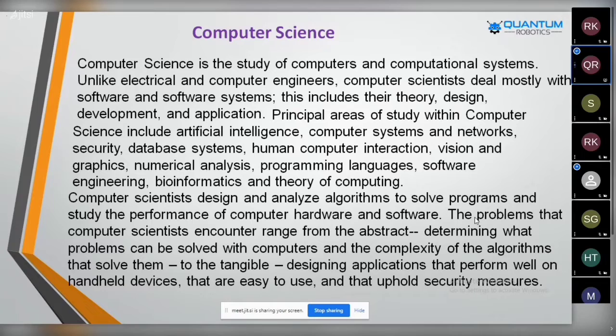Data management is how the data will be managed in that particular area; that is called the database system. Human-computer interaction means gestures, robots, or interactive robots, like how we are talking with a particular robot. If we say hi to the robot, the same reply, hi, will come from that robot.